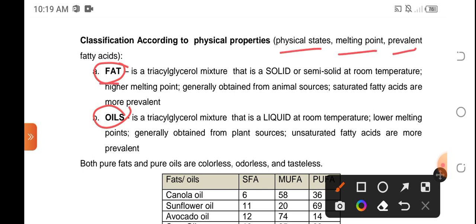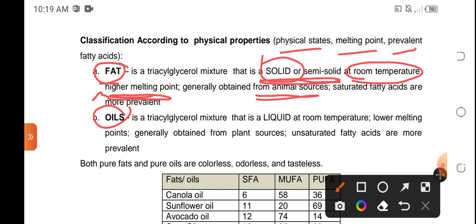For it to be considered as fat, it is usually solid or semi-solid at room temperature. So, hindi sila liquid, semi-solid or solid sila. They have higher melting point. Mahirap silang i-melt kasi nga they exist as solid at room temperature because of their high melting point. Now, they usually are obtained from animal sources, and the prevalent fatty acids that could be found in fats are saturated fatty acids. We recall that saturated fatty acid has carbon-to-carbon single bonds.